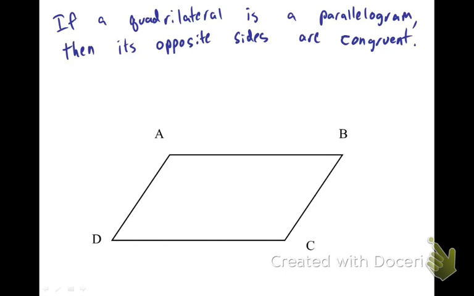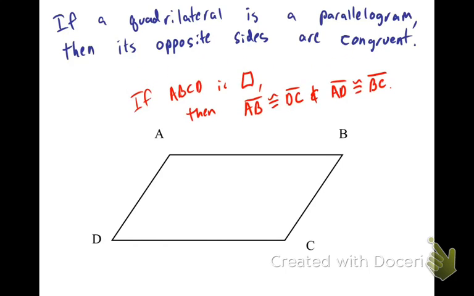If a quadrilateral is a parallelogram, then its opposite sides are congruent. Okay, so the first thing that we're going to have to do to do this proof is put the information in about it being a parallelogram. So if it's a parallelogram, then the opposite sides are parallel. So we have those parts are parallel. So that's what I draw in there to start the proof.